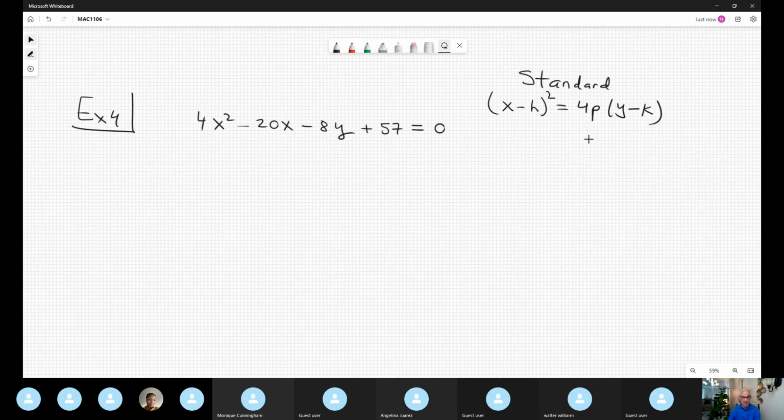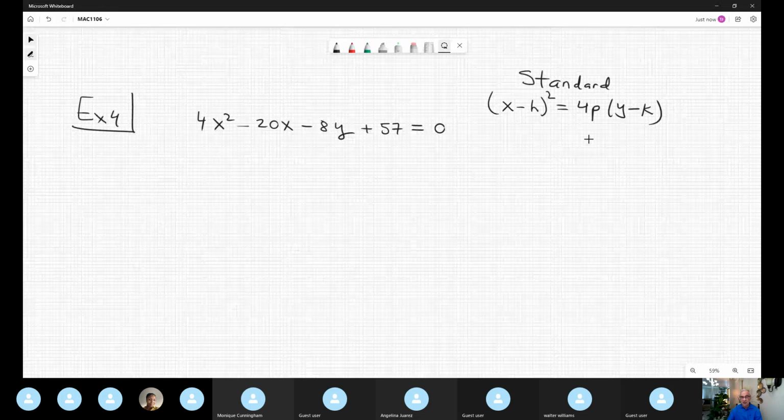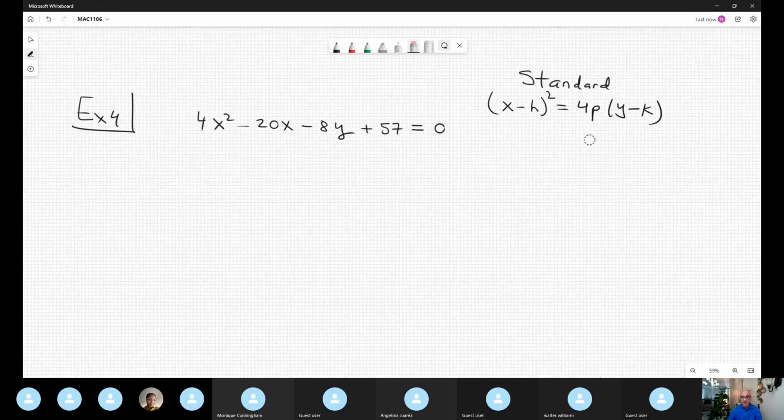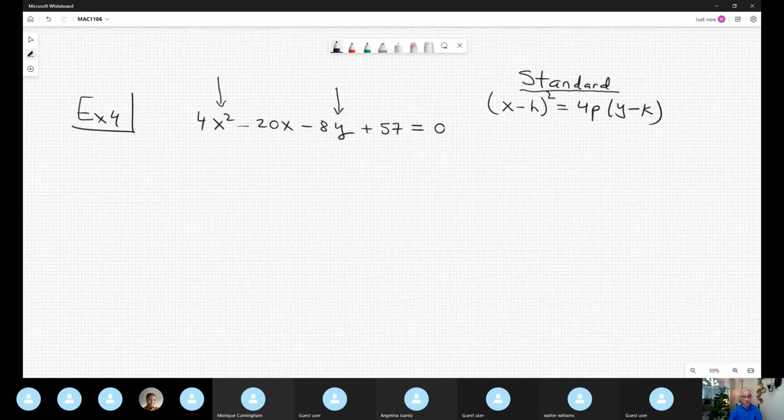So for example, in example 4, we have this equation. Wow, what the hell is that? And you need to manipulate it in order to express it in standard form. So number 1, you recognize it is a parabola because x is squared and y is not squared. What kind of parabola? Well, very good. So my parabola looks like, I don't know, something like that. That depends on the p-value that I obtain.